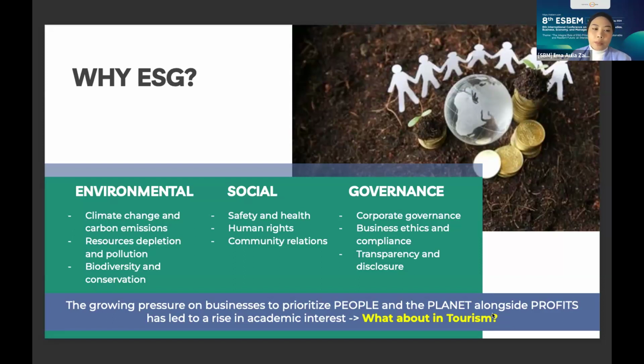On the governance principle, it focuses on the leadership, organization leaderships, and anything regarding companies and corporations, such as executive compensation, internal control, corporate governance, business ethics and compliance, and also transparency and disclosures. So to sum up, there is a growing pressure on business to prioritize people and the planet alongside profits, which has led to a rise in academic interest in ESG as a research area. So this is also what we are doing now in this conference. We are talking about ESG because this is a very interesting topic that we are covering these days. So now the next question would be, what about ESG in tourism research?